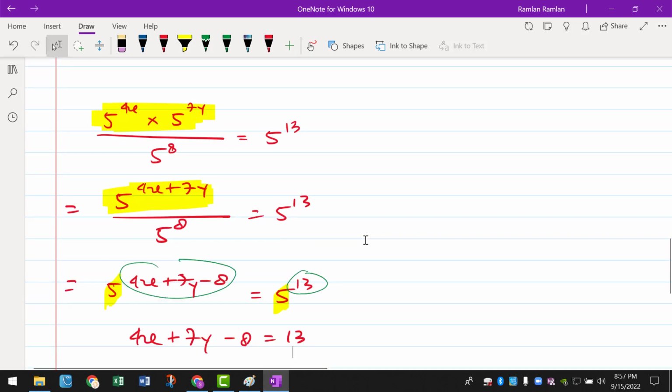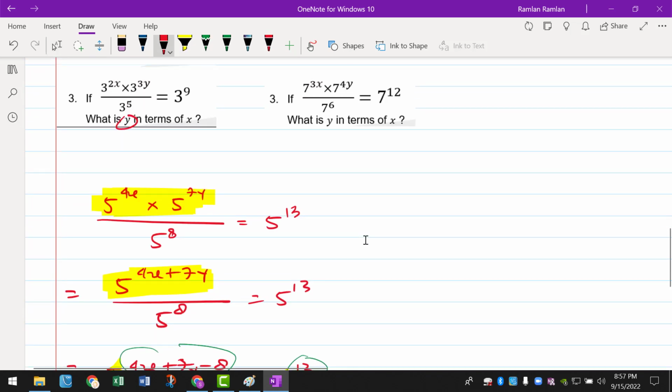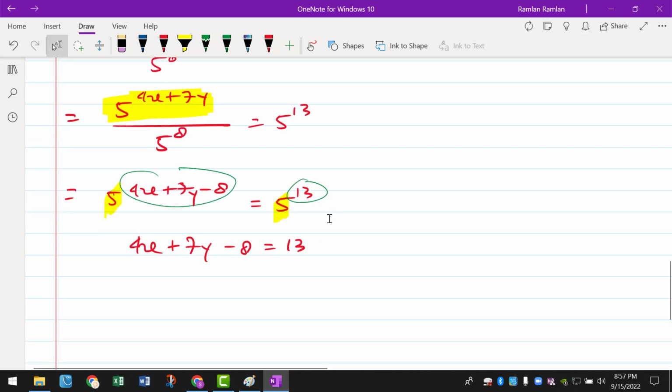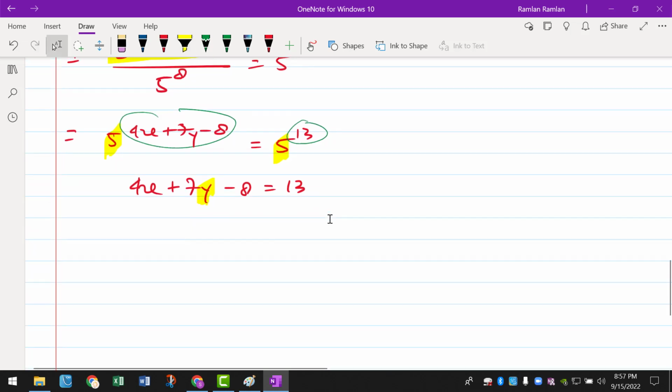Then again, because the question is what is y in terms of x, we need to make the y alone on one side of the equal sign. I'm going to make the y alone on the left side of the equal sign. So everything else besides the y is going to be moved to the other side of the equal sign. So let this stay there. This is what we should do first.